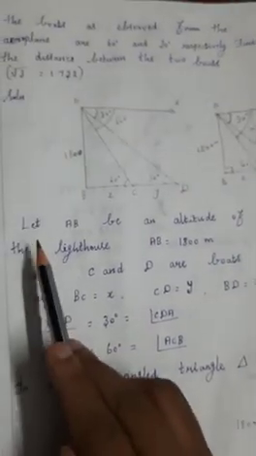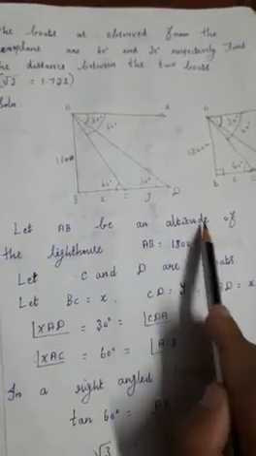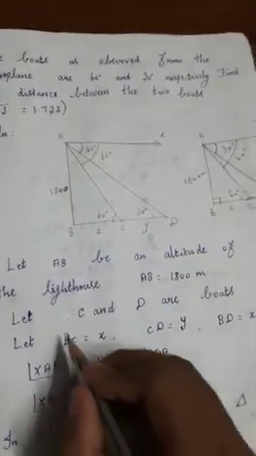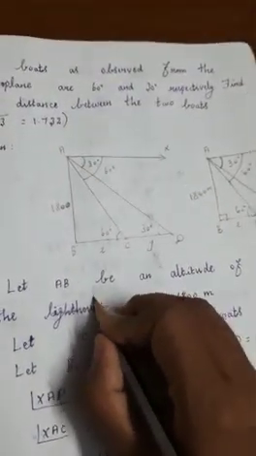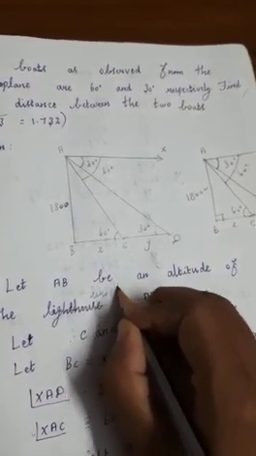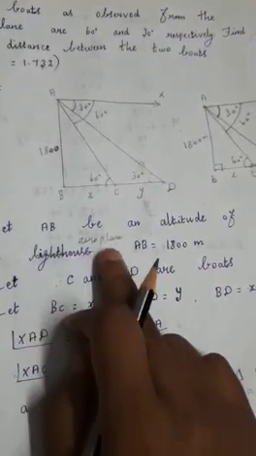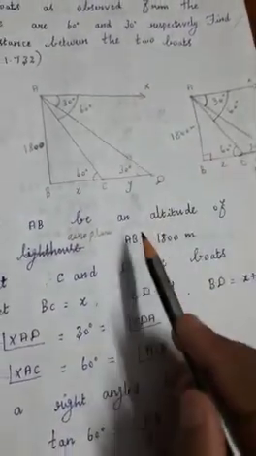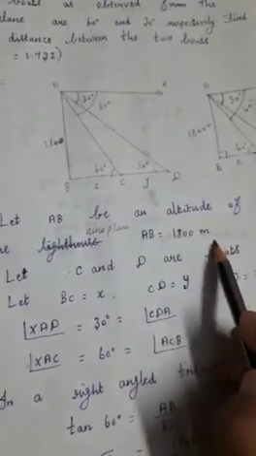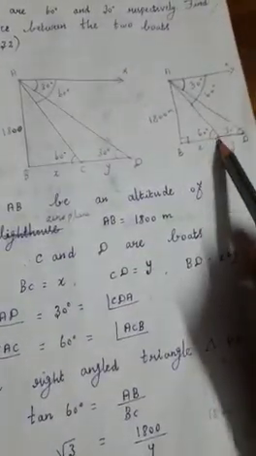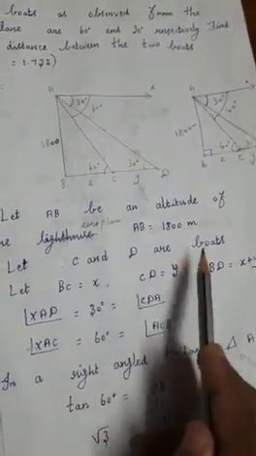Now we have to write it all out. Let AB be the altitude of the aeroplane. That means AB, the height they have given, is 1800 meter. After that, let C and D be the boats: at point C one boat, at point D another boat.